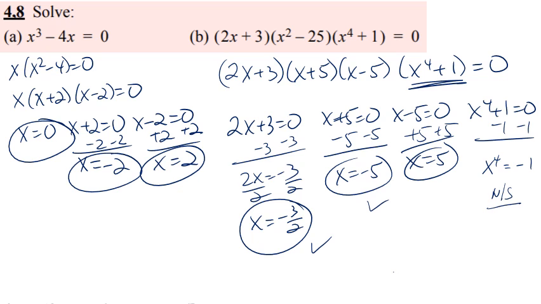So this one we only have 3 answers. Again, I think there was a typo in your textbook, and it should have been x to the 4th minus 1, which then it would have been a difference of squares that you had to factor.